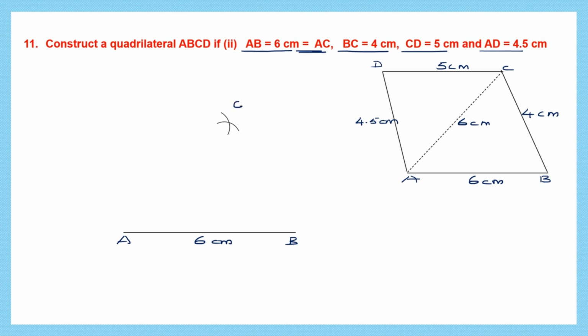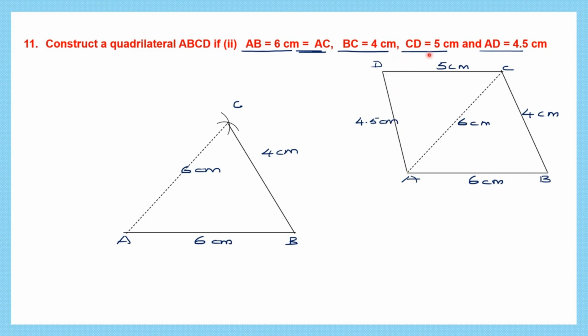Now we can join AC because AC is the diagonal and that is 6 centimeters. We can also join BC. So BC is 4 centimeters. Now we're going to continue. So we got AB, we've got AC and we've got BC. Now we need to get CD and AD.